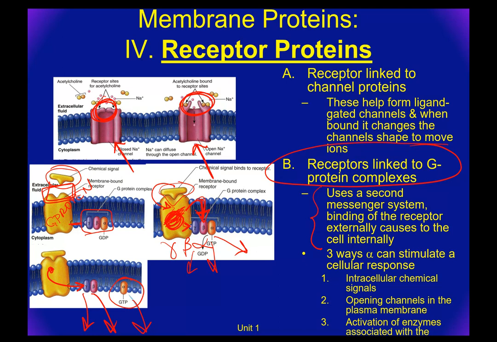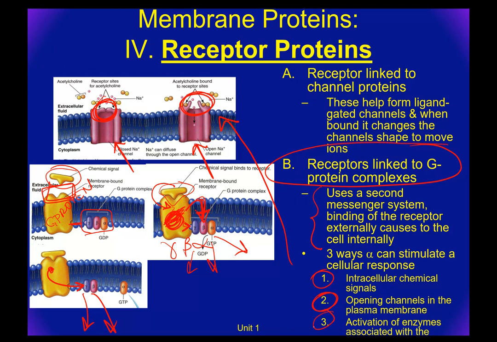So, what can alpha do in the cell? Well, it can act as an intracellular chemical signal. Alpha itself, the fact that it's floating around, can cause stuff to happen. Two, it can actually open channels, but instead of from the outside like what we see up here, it floats from the inside and actually causes them to open from the inside of my cell.